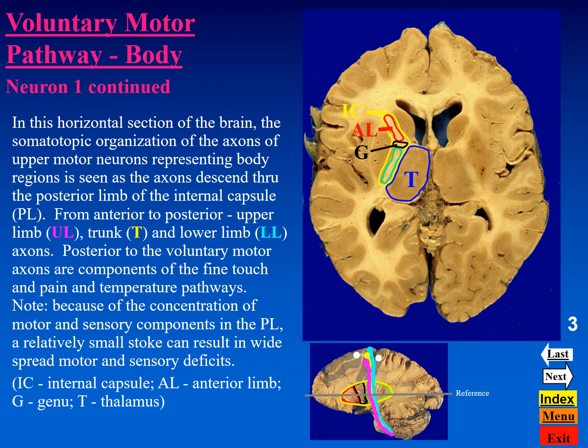Continuing with the descent of the upper motor neurons in the voluntary pathway to the body, we will see here in this horizontal section that they are passing through the posterior limb of the internal capsule, and they are organized in a somatotopic fashion so that the upper limb is most anterior in the group and the lower limb is most posterior. Filling out that posterior limb of the internal capsule, we see that the somatosensory pathways for pain, temperature, and fine touch are located most posteriorly in the posterior limb.